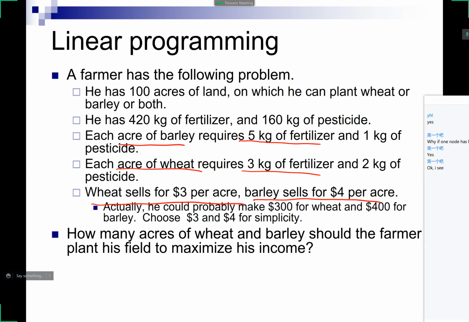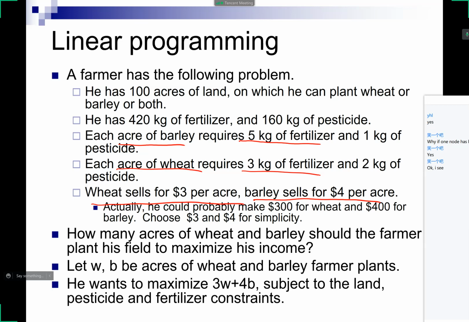The question we want to answer is: how many acres of wheat and barley should the farmer plant in order to maximize his income? The way to solve that problem is that we can let W and B represent the amount of wheat and barley that the farmer plants. For each acre of wheat, he makes $3, and for each acre of barley, he makes $4. So he's trying to maximize this linear objective, 3W plus 4B.